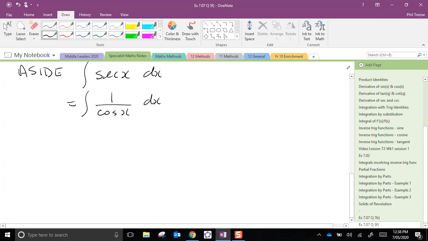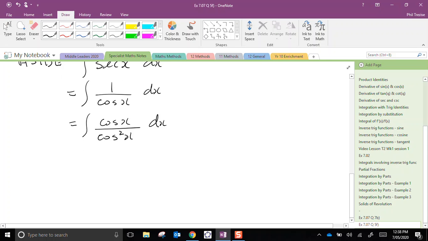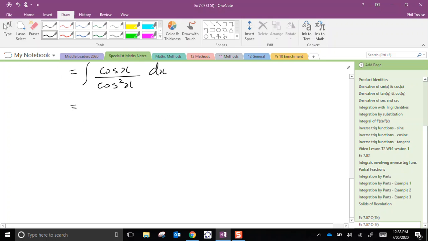Now, it doesn't look obvious that we could use substitution or any other familiar method. So here's a bit of a trick. Let's multiply the numerator by cosine x, and let's multiply the denominator by cosine of x. And you might wonder why I thought that was a good idea. Well, hopefully you'll see in a moment.